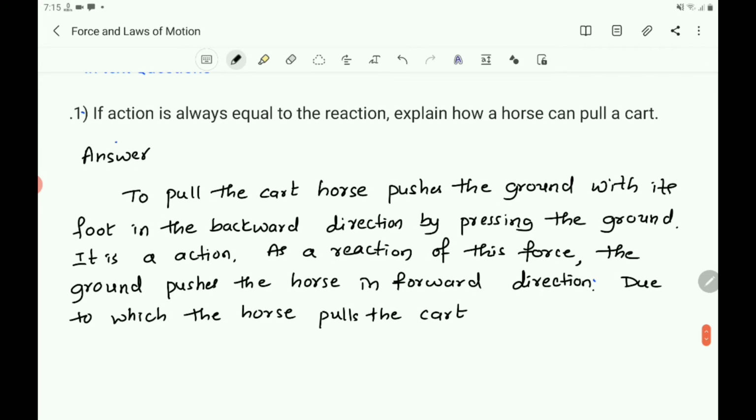So, if action is always equal to the reaction, explain how a horse can pull a cart. Here the action is the force exerted by the horse, in the form of pushing the ground with its foot in the backward direction, that is by pressing the ground. And its reaction is the ground pushes the horse in the forward direction and the horse pulls the cart.